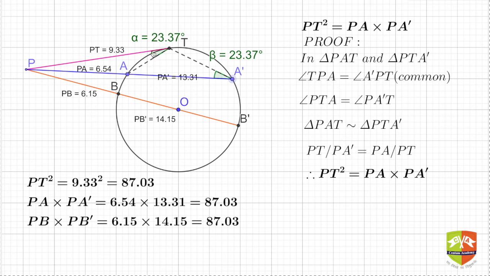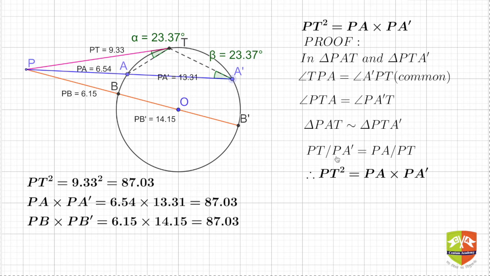Now, the other two angles are the same anyway. PTA is equal to PA dash T, which we have already observed. Why is that? Because the angle made between the chord and the tangent at the point of tangency is equal to the angle subtended by the chord on the other side of the circle. So if these two angles are equal, then the two triangles PAT, the smaller one here, and PTA dash, this bigger one here, are similar. If they are similar, then I can equate their corresponding side ratios.